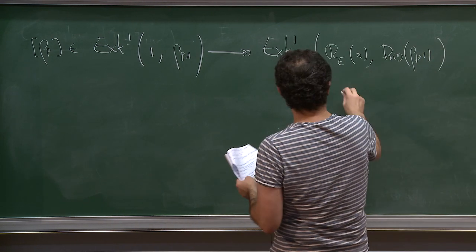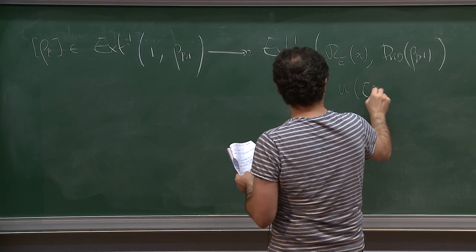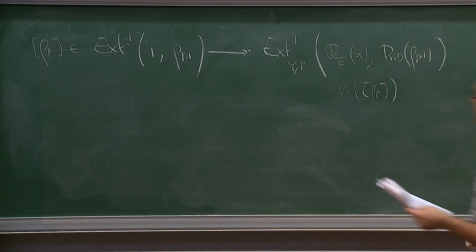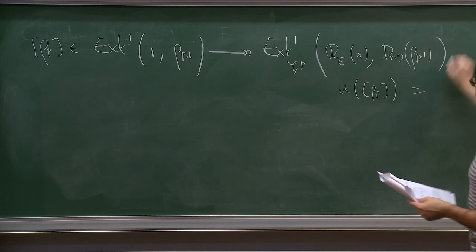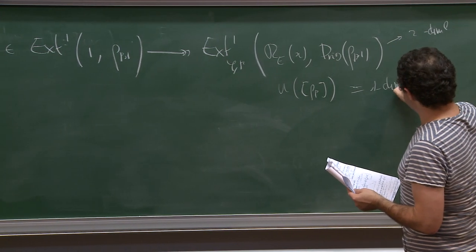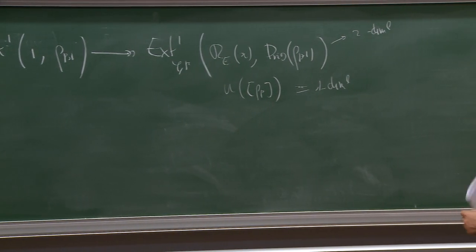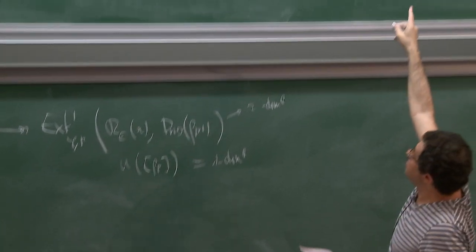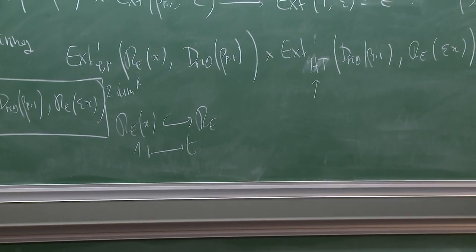OK, so this gives you an element. Let me call it the u of rho p. This is a line. This is two-dimensional. This is a line, a one-dimensional subspace. And then you use the pairing over here, and you take the orthogonal u of rho p.